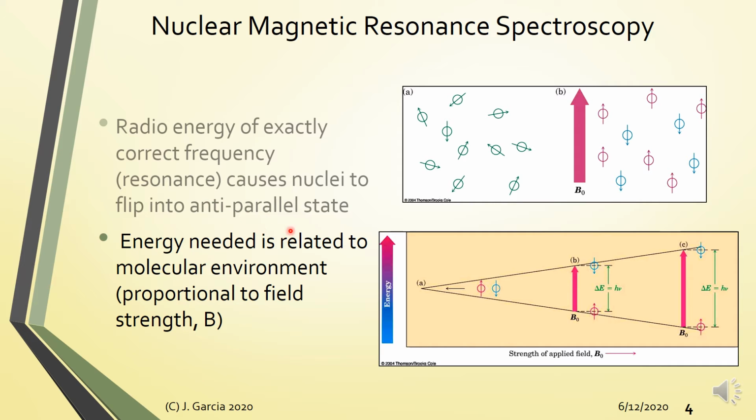Now the energy needed to induce this flipping into an anti-parallel state is actually related to the molecular environment and is proportional to the magnetic field strength. No, so this is the reason why the amount of radio wave energy needed to induce a rotational transition for a particular nuclei depends on its chemical environment, no. Ibig sabihin nito, ano yung mga kapitbahay niyang atoms, no. So from here, dito niyo nakukuha yung term na shielded and deshielded, yung downfield and upfield na terms. So we will show that in the next slide.